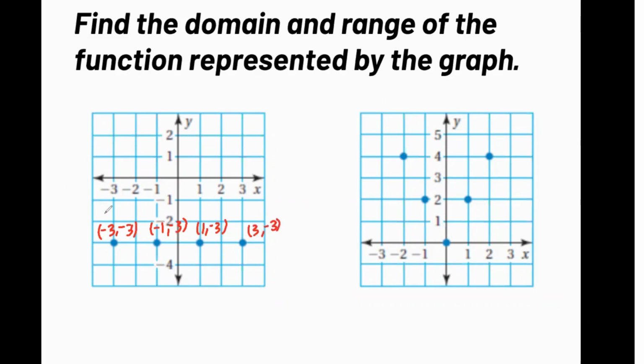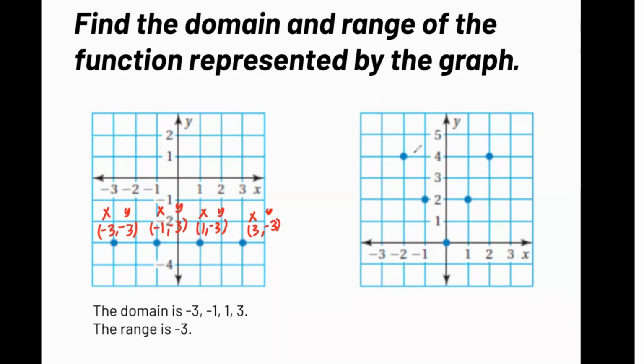Again, remember your domain is all your input values, or just your x values. So I'm going to identify those here. And then your range is just all your output values, or your y values. And notice here that they are all the same, -3. So you just have to write down -3 once. For your domain, you would have all your x values, which are -3, -1, +1, and +3. As for your range, it would just be -3.